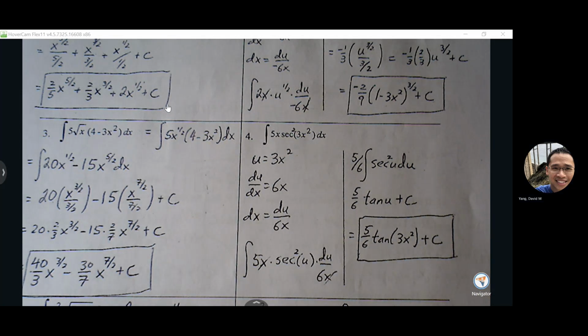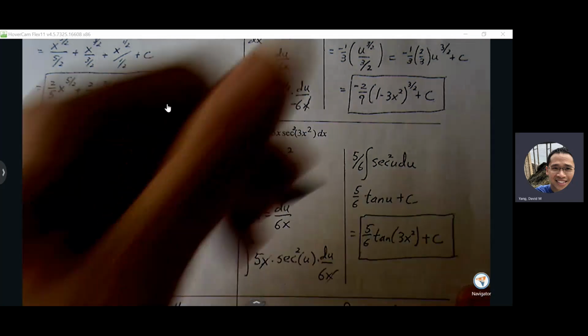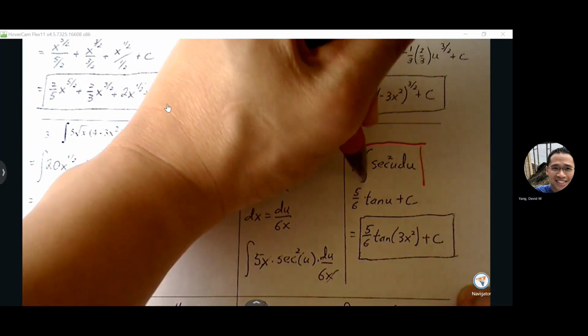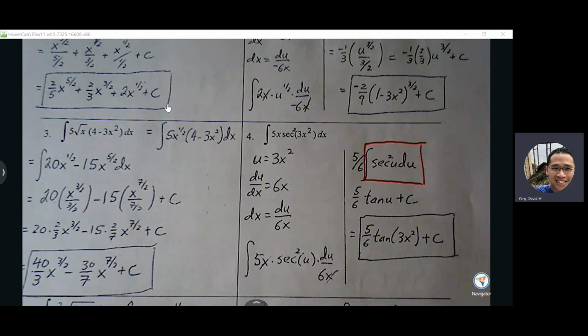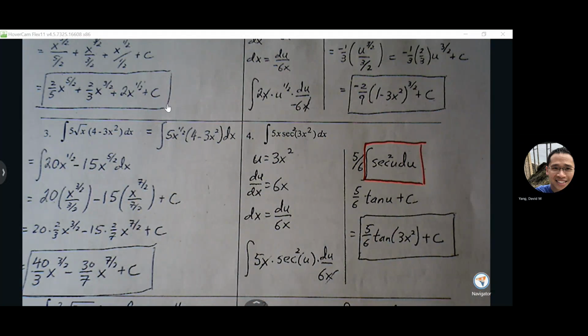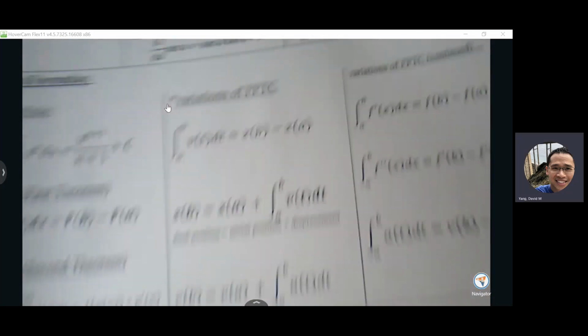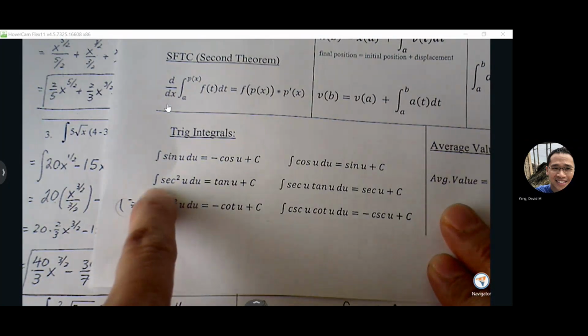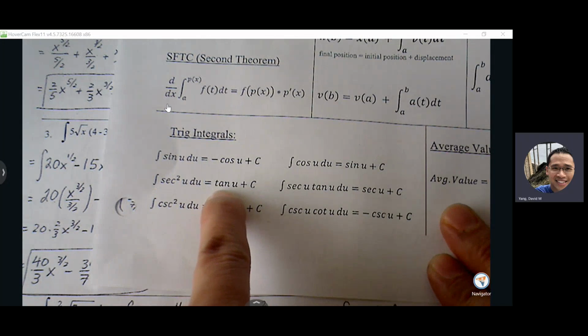So let me box off what we want to recognize here. Do you recognize that integral of secant squared u du? So we want to apply the rule that's associated with that. You can look on the formula sheet here. It transforms into tangent of u plus c.